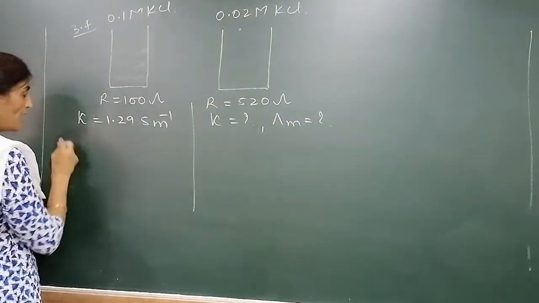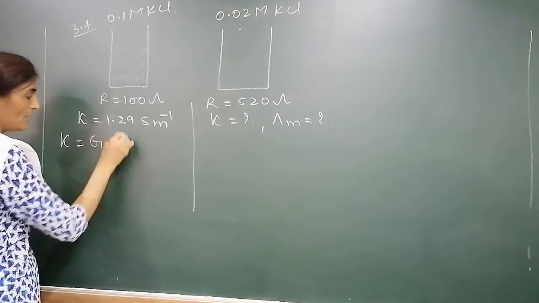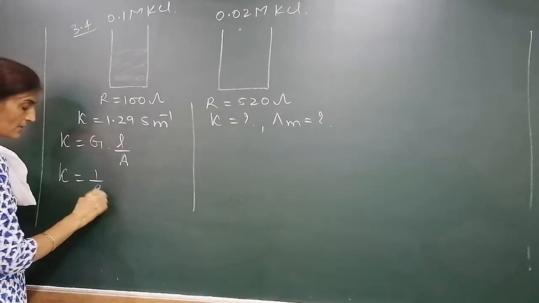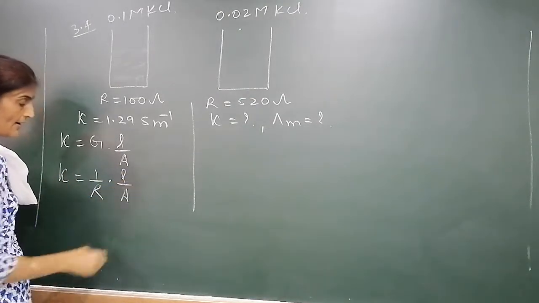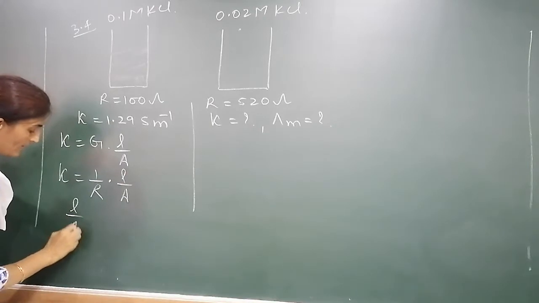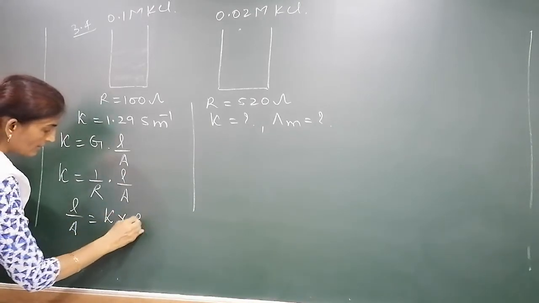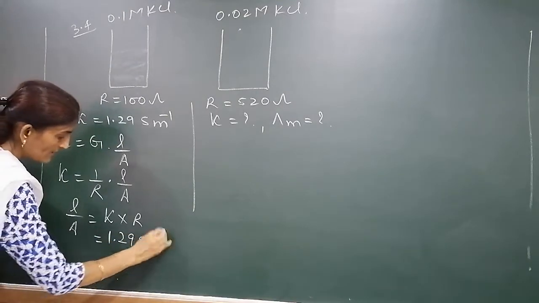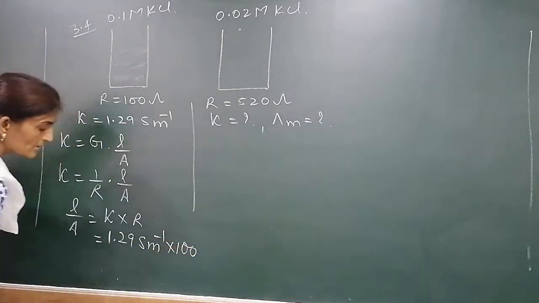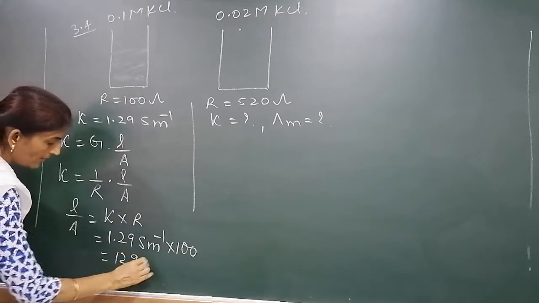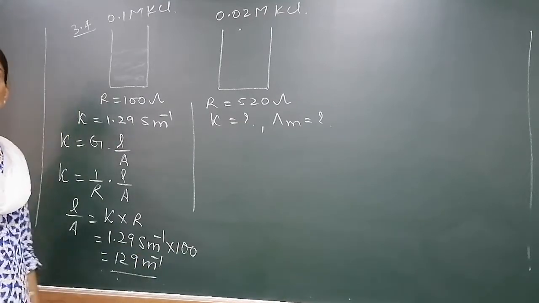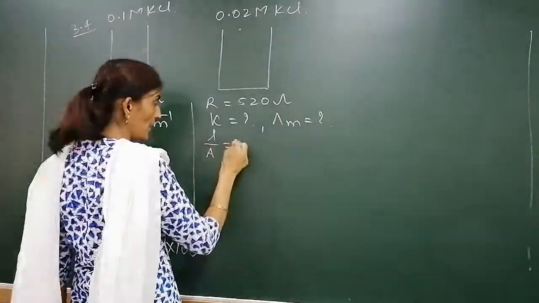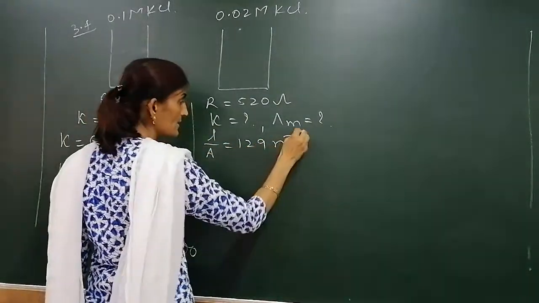What's the formula? We know K equals G into L by A. G is 1 by R, the inverse of resistance. So L by A equals kappa into R. What is K given? 1.29 Siemens meter inverse. And what is R? 100. So the answer will be 129 meter inverse. This is L upon A. Now L upon A we will use here. L upon A is 129 meter inverse.